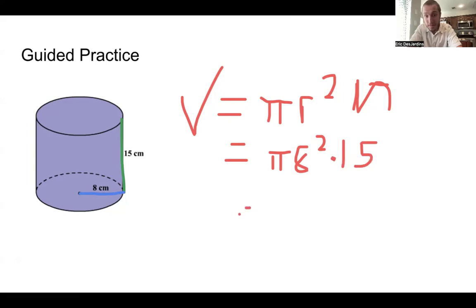I'm going to save you the math. This calculates to 960 pi. And we can keep it in this simple form so we don't have to deal with all the messiness that comes with pi. And then remember units, centimeters cubed. So that's how you find volume.